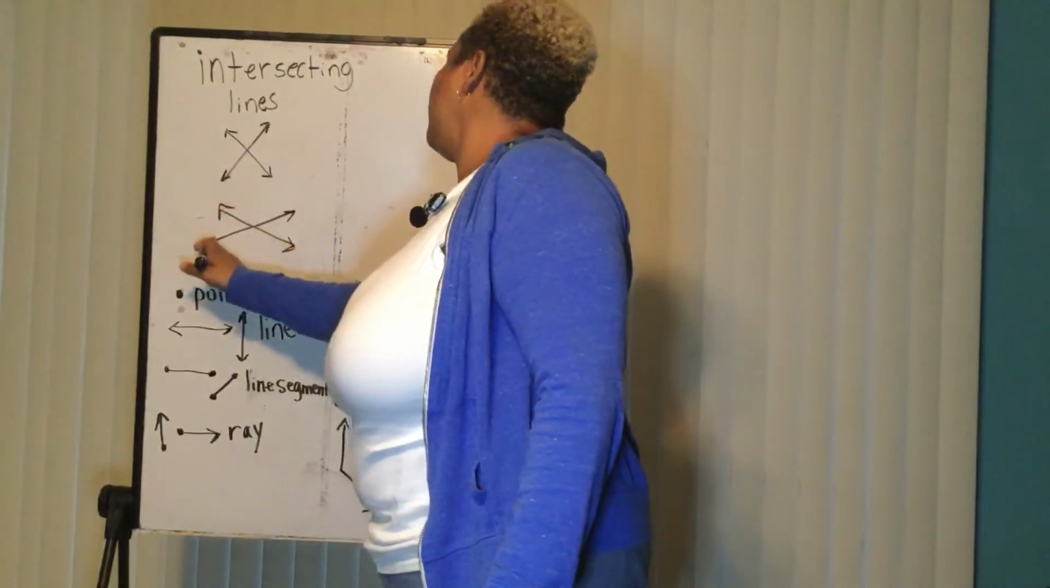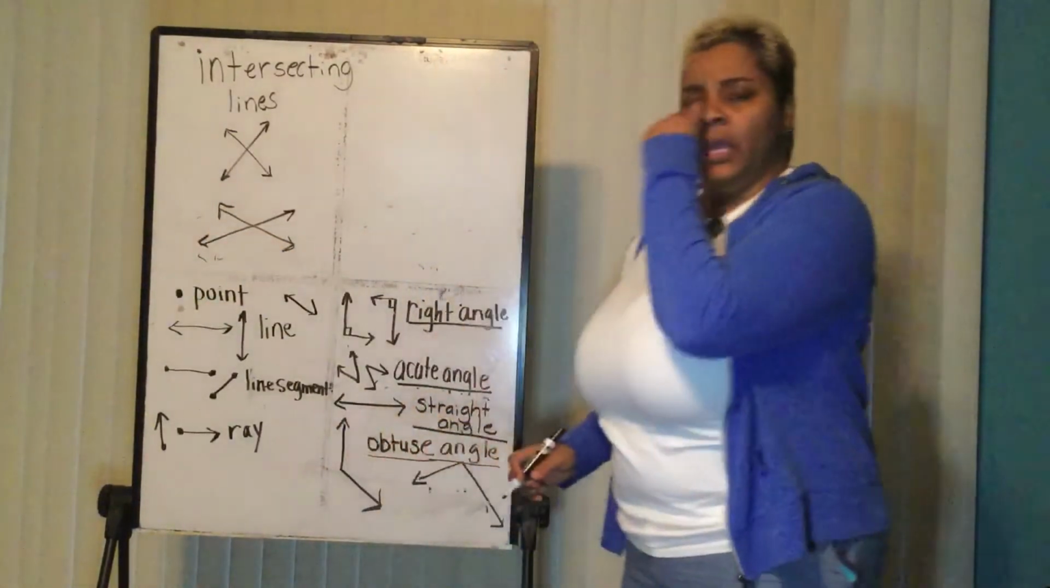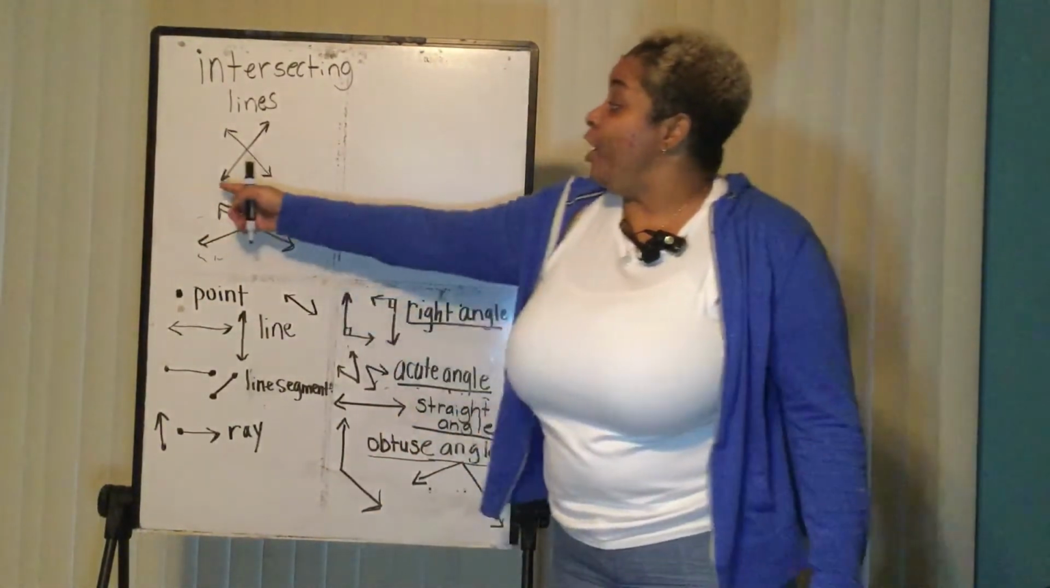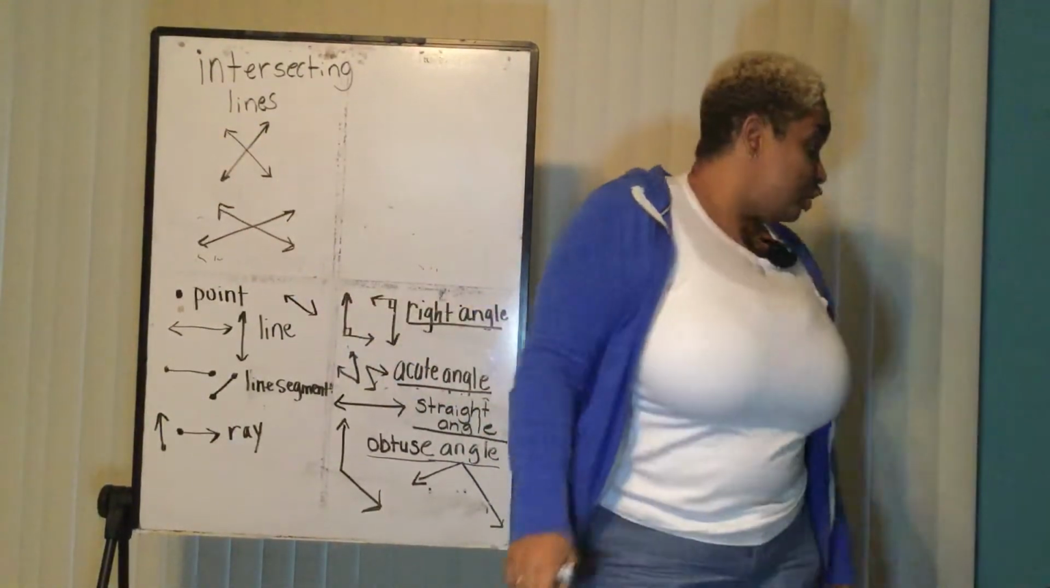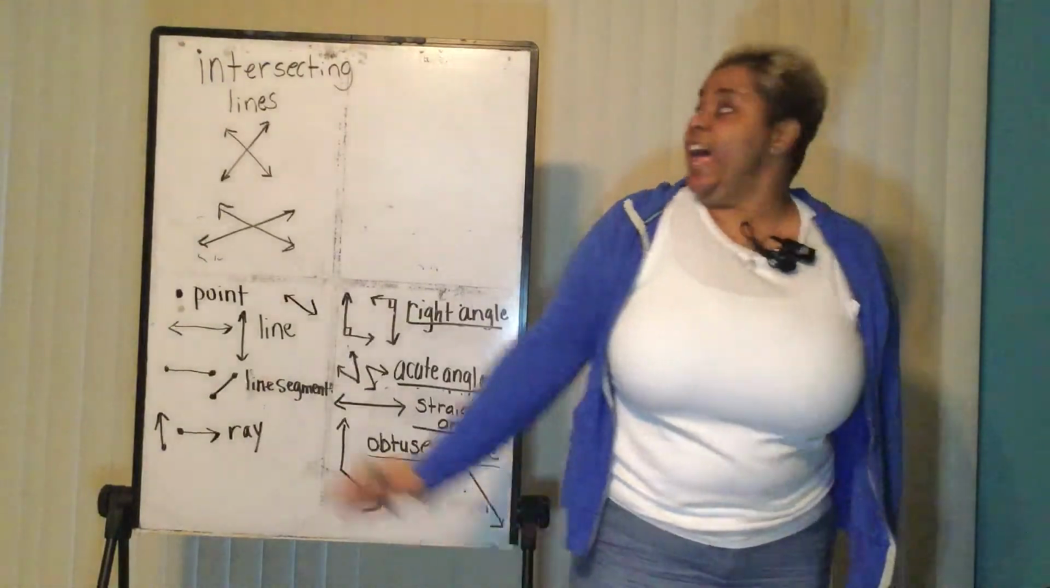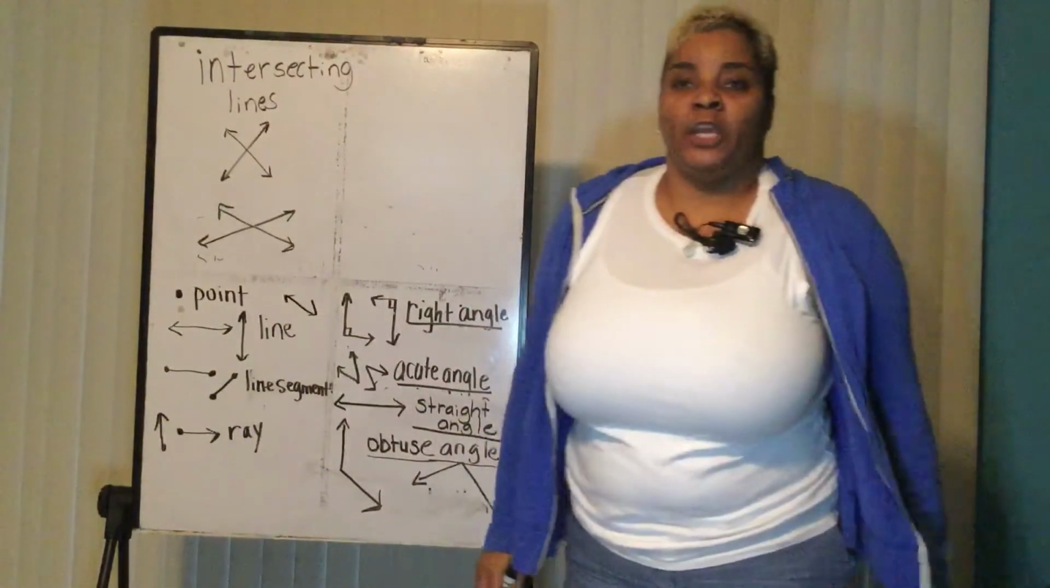Go ahead and get those drawn. Intersecting lines. Well, I know they're lines because they keep going in both directions. So I've got intersecting lines. So go ahead and draw them.